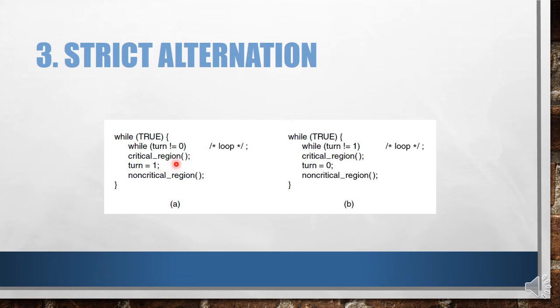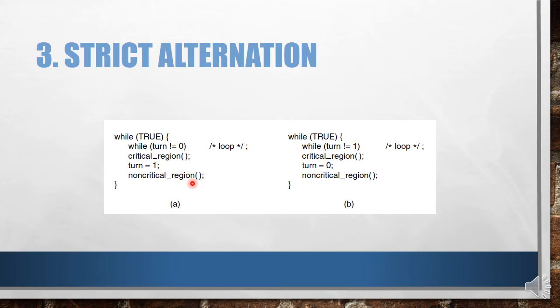Suppose that process 1 finishes its critical region quickly so that both processes are in their non-critical regions with turn set to 0. Now process 0 executes its whole loop quickly, exiting its critical region and setting turn to 1. At this point, turn is 1, and both are executing in their non-critical regions.